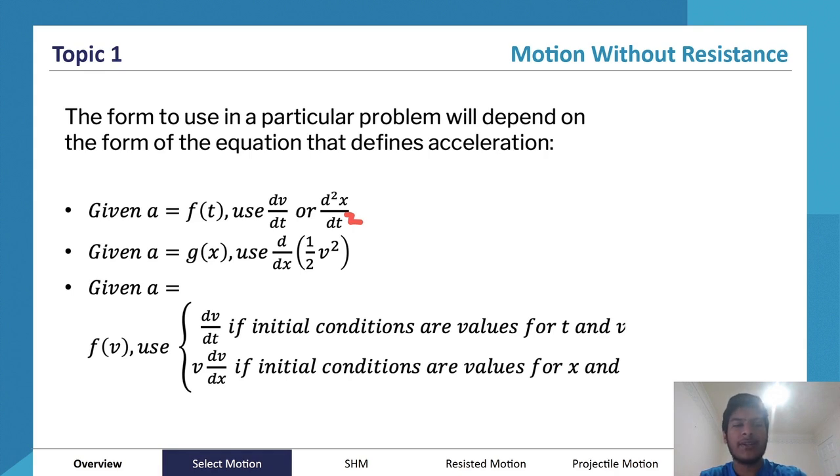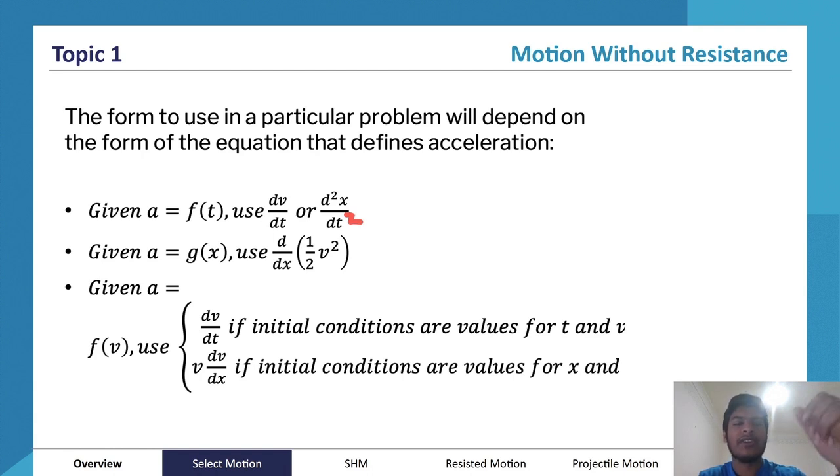What if we have an acceleration as a function of position? What if, you know, the further away we are from the origin, the greater the acceleration gets? And we'll come across a very specific example of that in simple harmonic motion. But what if the acceleration is a function of position only? Then in that case, we would use d dx of v squared on 2.